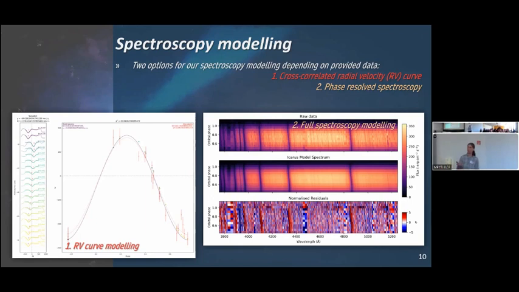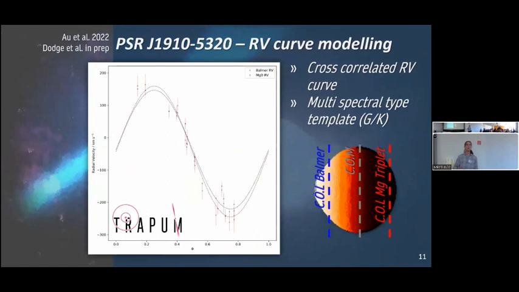So I've got two case studies, one for each case, starting with PSR J1910-5320, forgot the 20. This is a TRAPUM source, so thank you TRAPUM collaboration for getting me onto this. It started life, as Colin mentioned, as a Fermi unassociated source, but since then MeerKAT has pointed at it, and we get a timing ephemeris. We also have some nice radial velocity curves, two in fact, and these trace different points in the spectroscopy.